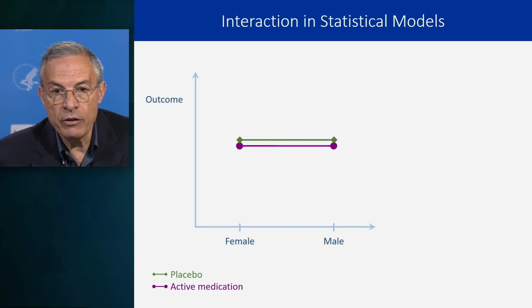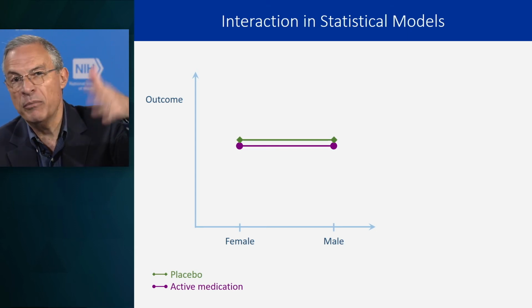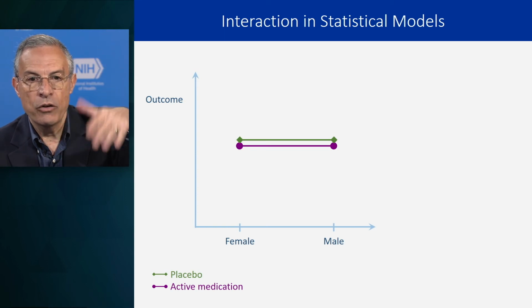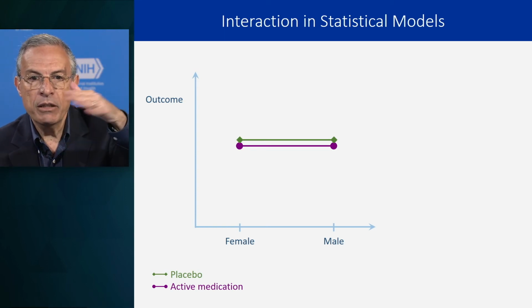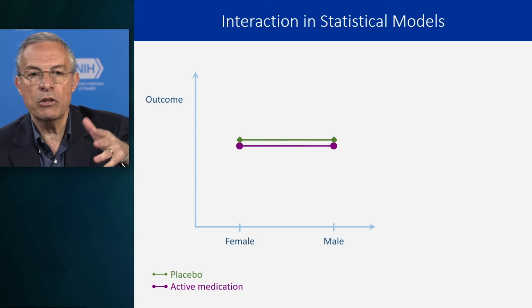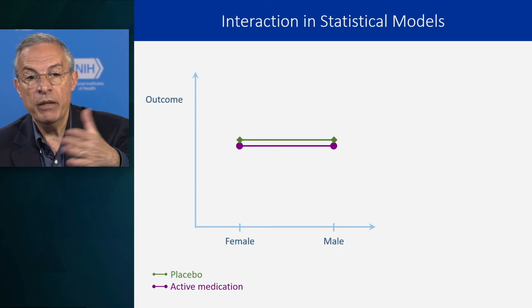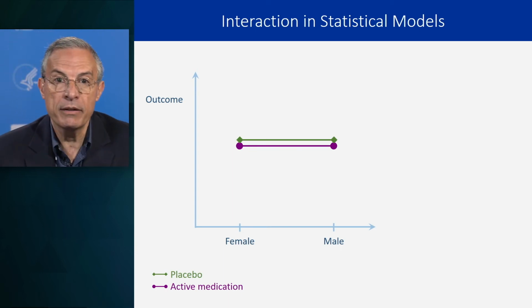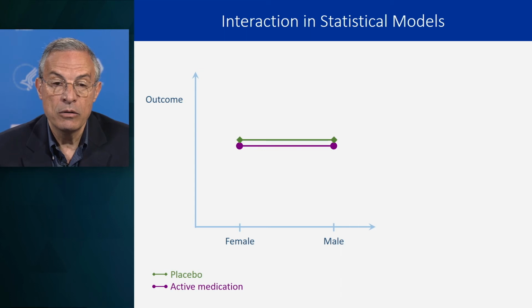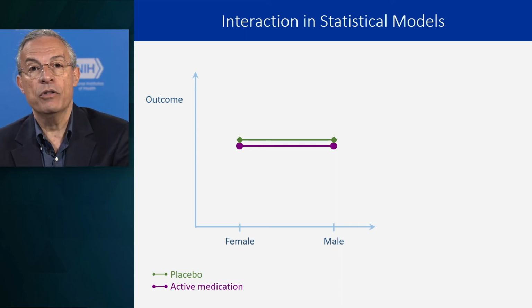So here's the graph. So you have the outcome. So high is bad, number of cigarettes smoking. High is bad. The green diamond is placebo. The purple circle is the active medication. Okay, and we have males, females, and males. Okay, so what I'm showing you is the result of the clinical trial.